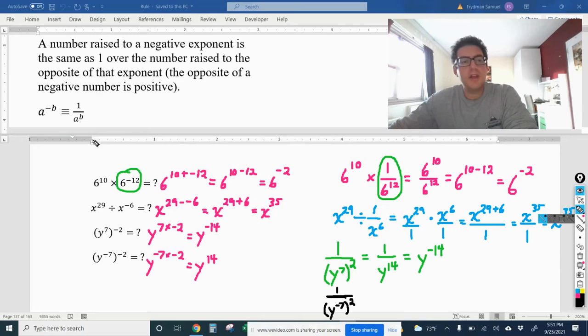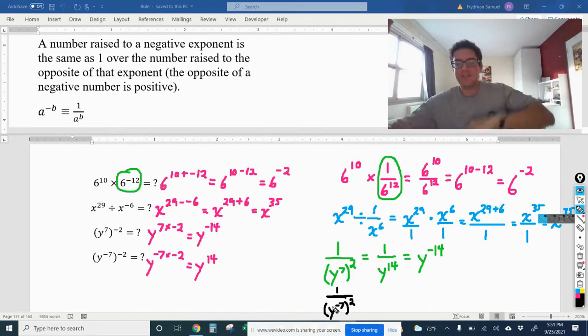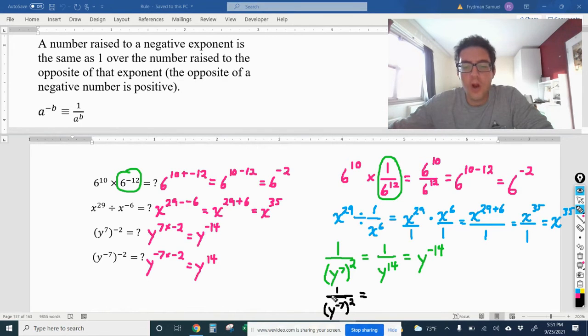And now we can go ahead and apply this rule again to change this y to the negative 7th to 1 over y to the 7th. So this is going to start looking really messy now. So we have 1 over... We're going to change this to 1 over y to the 7th, and this is being raised to the 2nd power, so we need to write that exponent there. Okay, and so now let's think about what we have here.